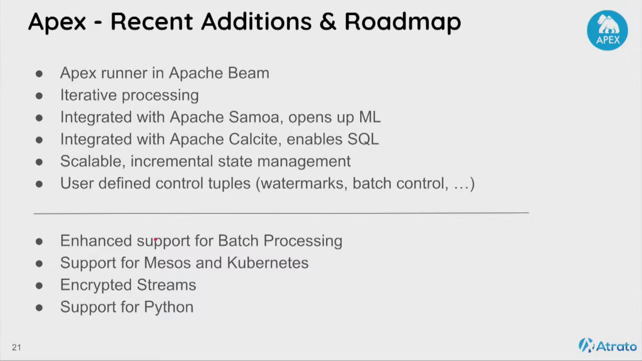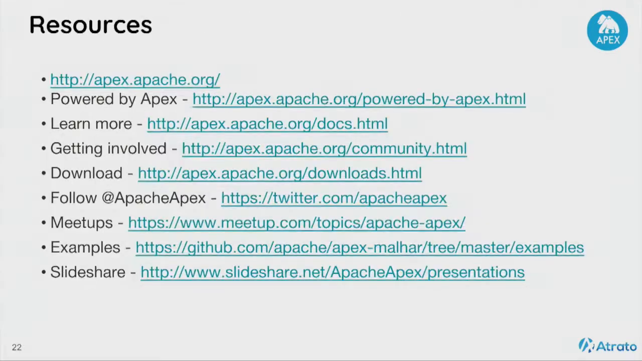On the roadmap are enhanced support for batch processing, support for other cluster managers, and also support for Python, because Python is a language that many people know, and it has a rich library, and it is good to be able to run that inside an Apex topology. There are some resources here if you want to learn more about Apex, or are interested in contributing. And that was it. I think we have a few minutes for questions.